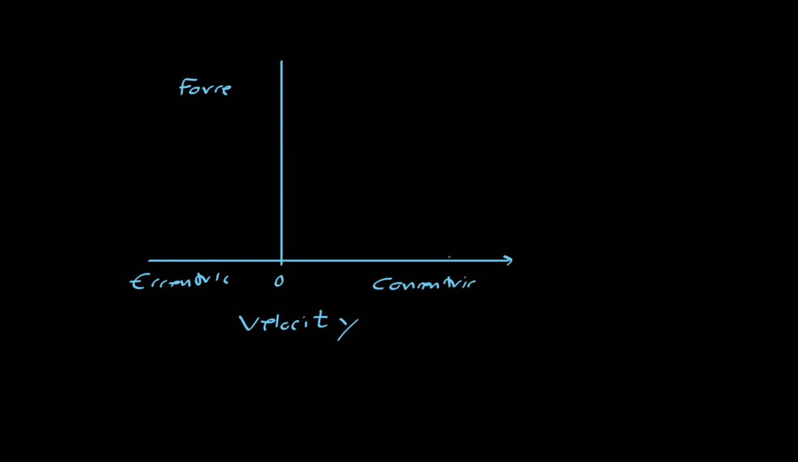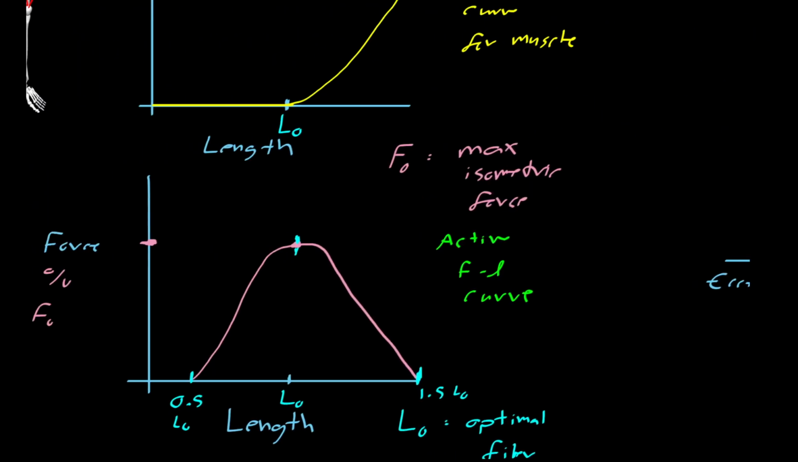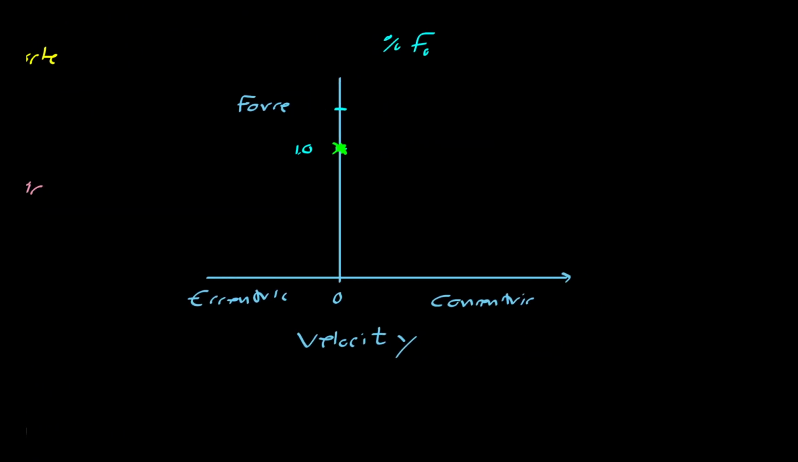Now, a few things. We're going to measure force on this y-axis as a percentage of that optimal force that we just saw a minute ago. And we already know what we should get at 1.0 times the optimal force. We should get 1.0 on the curve, because this point right here is the same thing as this point right here. So what do we see?